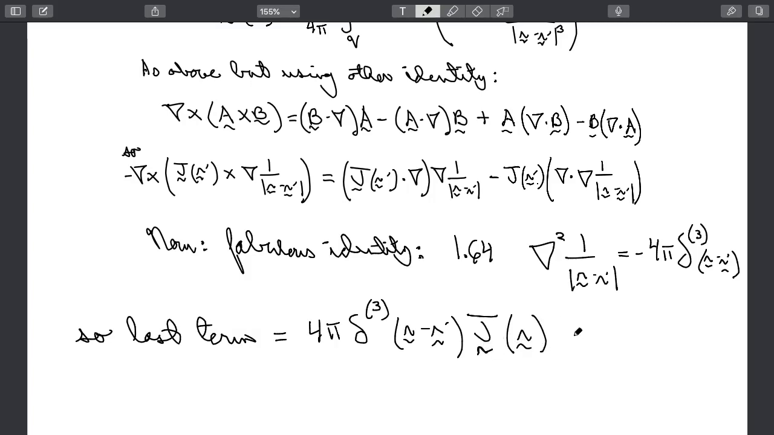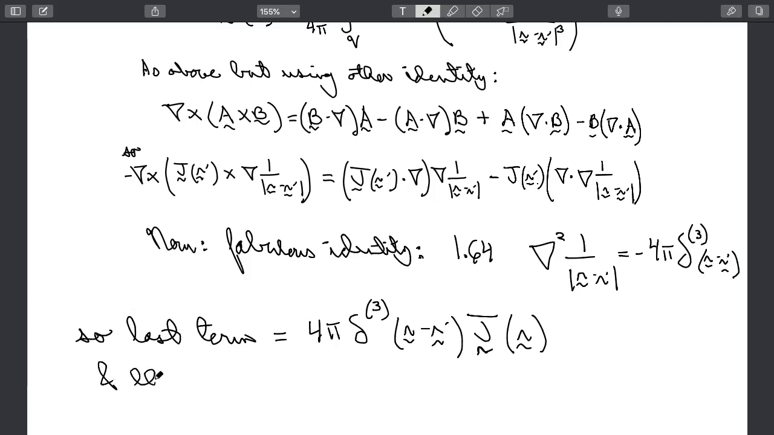Okay, so you understand why I can replace the argument of j as r instead of r prime. Or you don't? Because of the delta function. So the only point at which this thing is non-zero is the point at which r is equal to r prime. Therefore, anything touching the delta function like this, I can do whatever I want, be it r or r prime. It's the same thing. Okay, so that's what the last term is like.